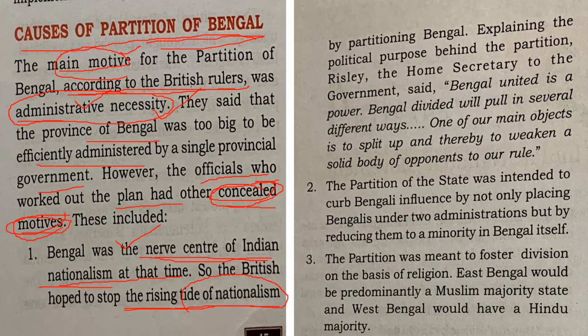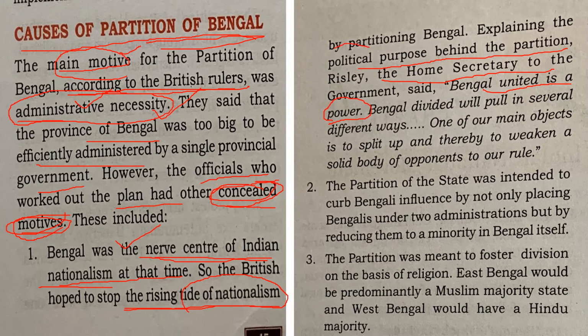And the political purpose behind this partition: Risley, the Home Secretary to the government, said Bengal united is a power. So Risley, who was the Home Secretary to the government of British India, said in his words that there are some political reasons.